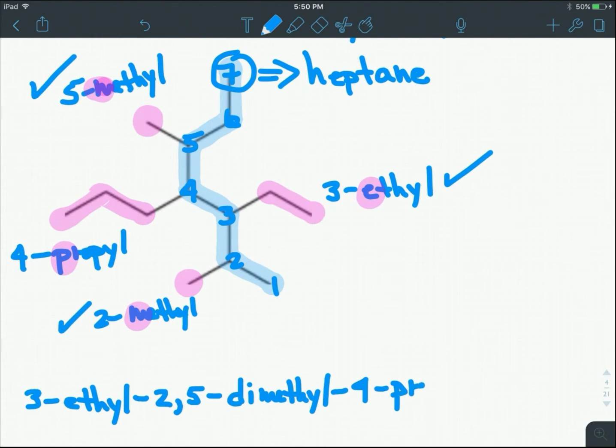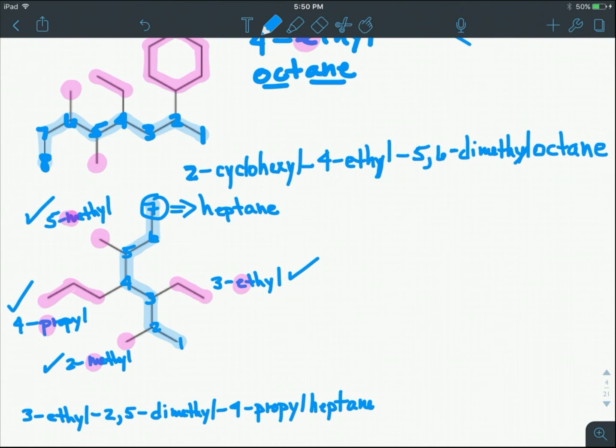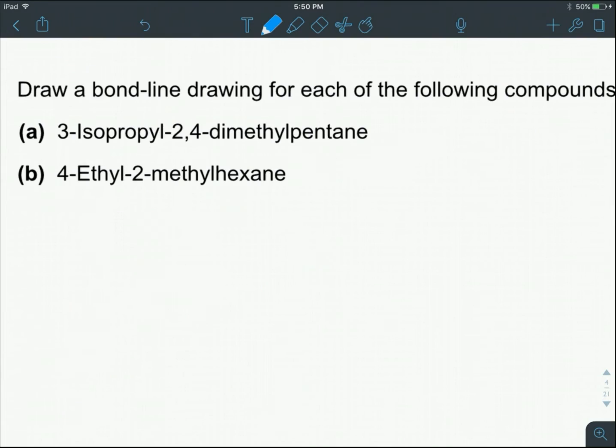Making sure you're paying attention that dashes separate numbers and letters, commas separate numbers. Took care of that substituent, and now I just name the root as hept because it is 7 carbons long, A-N-E because it is an alkane. So the final name is 3-ethyl-2,5-dimethyl-4-propylheptane.